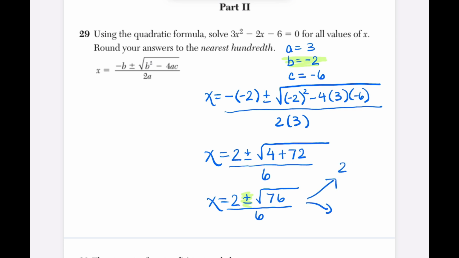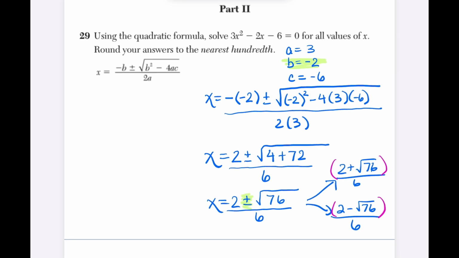So either x is 2 plus the square root of 76 over 6, or x is 2 minus the square root of 76 all over 6. When you put this in your calculator, if you're going to use the division bar instead of the fraction bar, make sure that you put this value in parentheses so that it divides the whole thing by 6 and not just the root of 76 by 6, okay? Same thing down here. If I put this in my calculator correctly, I'm going to get 1.78629. I don't even need any more numbers for that 2 plus value.